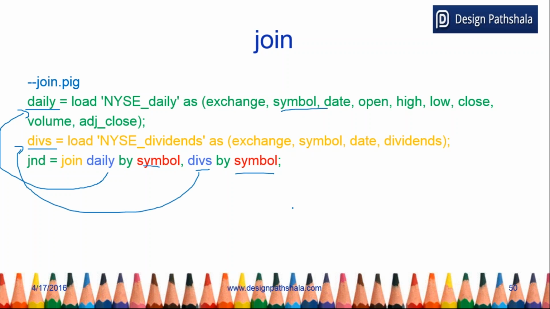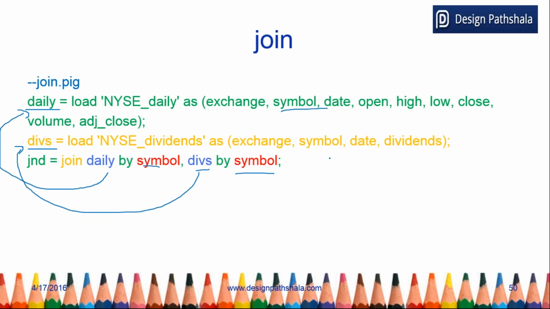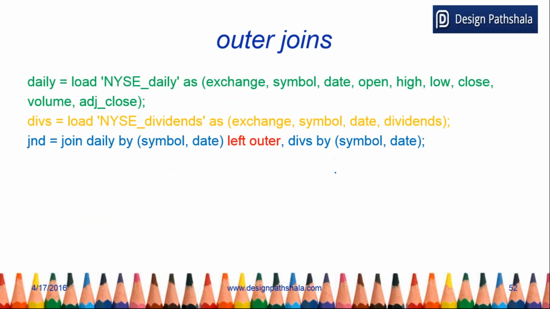But in here उसको कैसे मालूम पड़ेगा कि लेफ्ट है राइट है? By default inner join. Yeah, you can inner join. By default inner join, I'm just showing you. So if you want to join on two columns, symbol daily of date, symbol date of date. If you want to do left outer, you have to explicitly set left outer, right outer kind of thing, or full outer. By default, inner join.